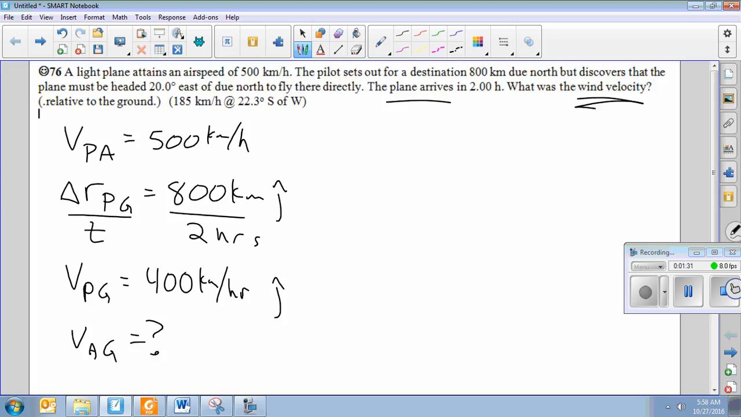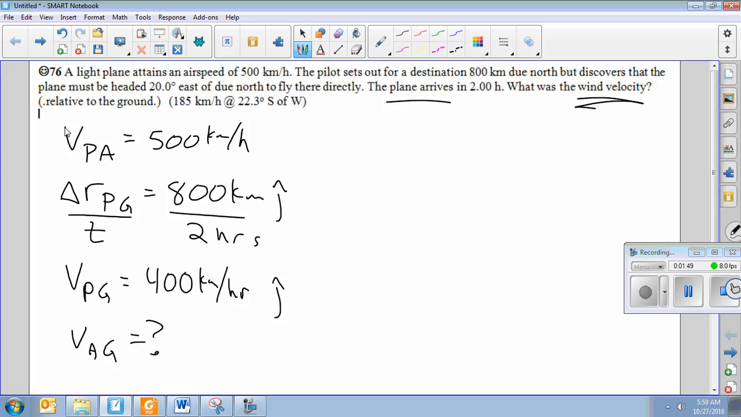Notice that's not airspeed. The airspeed is the velocity of the plane relative to the air. We're looking for the velocity of the air relative to the ground. So how do all of these things fit together?